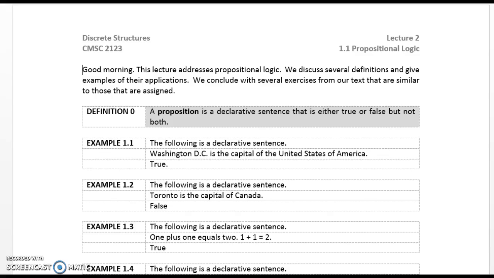Good morning. This lecture addresses propositional logic. We discuss several definitions and give examples of their applications. We conclude with several exercises from our text that are similar to those that are assigned.